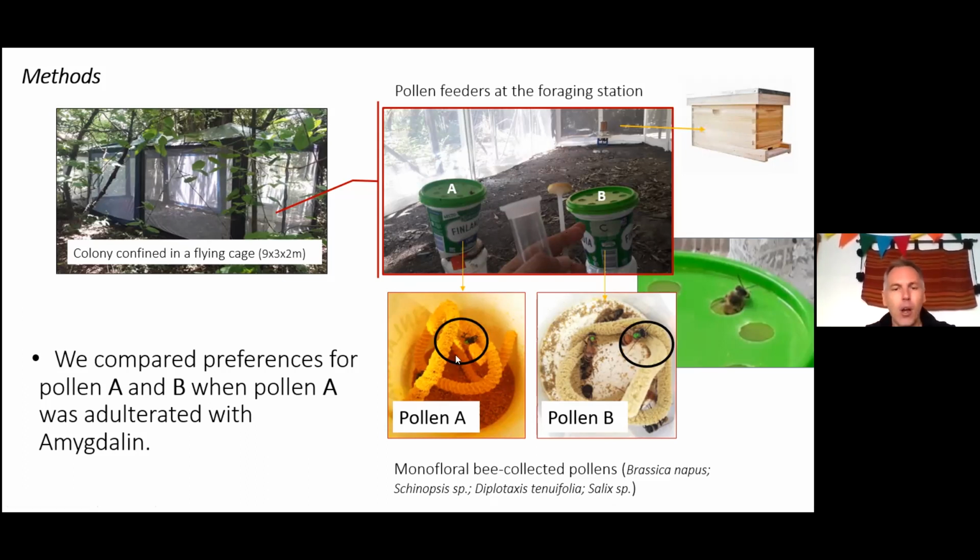One of the feeders offered, let's say, pollen A, and the other feeder offered pollen B. These pollen A and B were monofloral bee-collected pollens. And the idea was to compare foraging preferences for pollen A and pollen B when one of the pollens, namely pollen A, was adulterated with a deterrent compound. In this experiment, I will show you that we adulterate pollen with amygdalin.